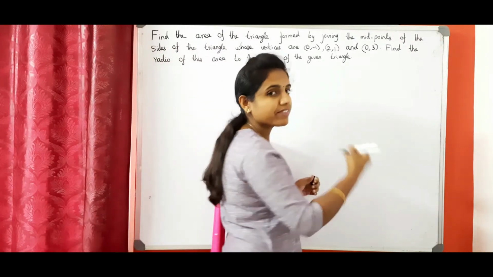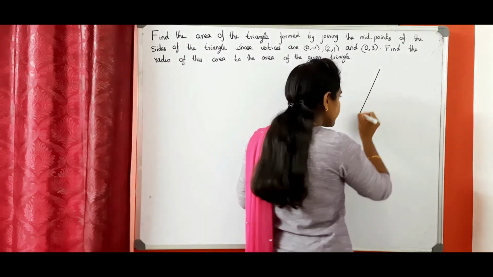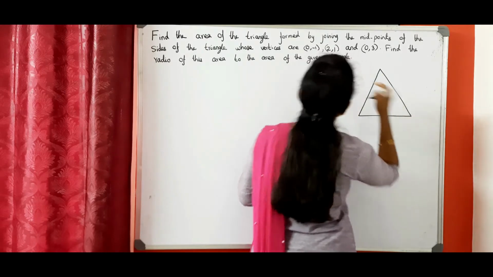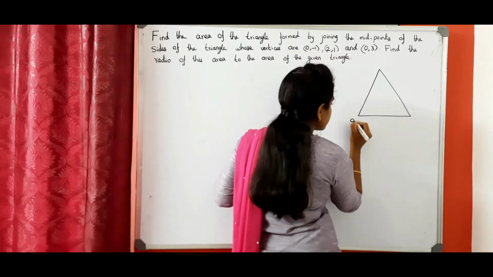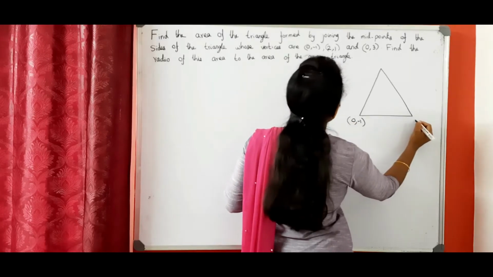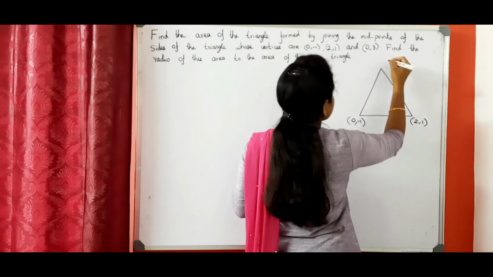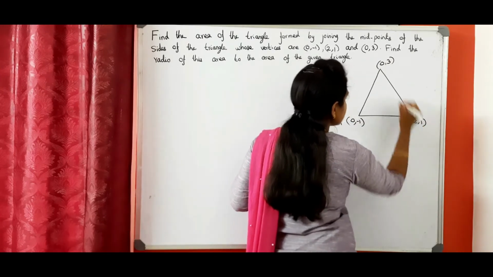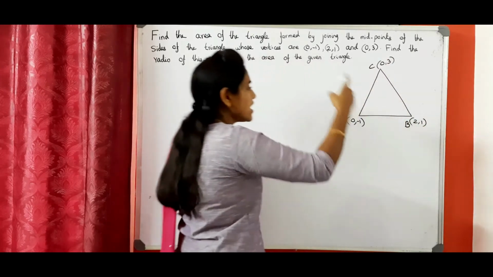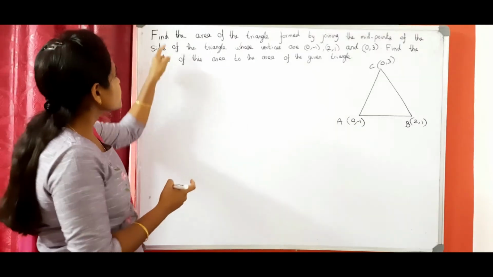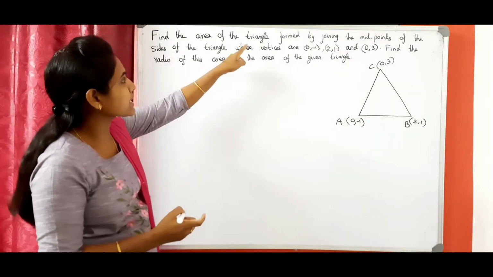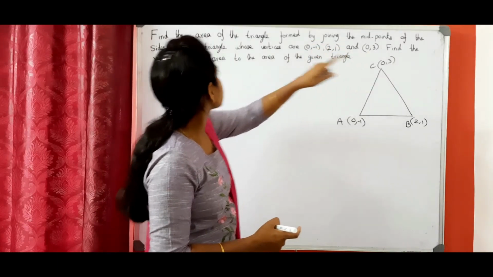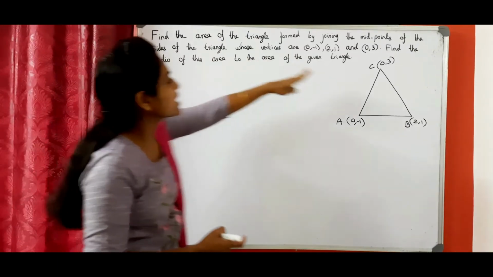See what is given in the question. They have given one triangle. The given triangle vertices are (0, -1), (2, 1) and (0, 3). I am taking these as A, B, C. And we have to find the area of the triangle formed by joining the midpoints of the sides of the given triangle.